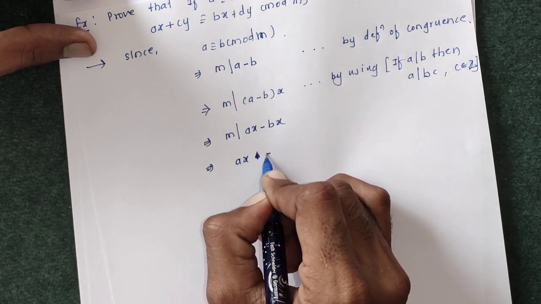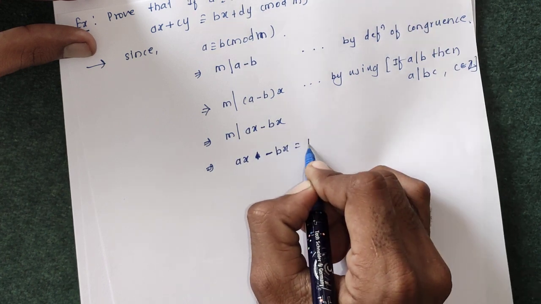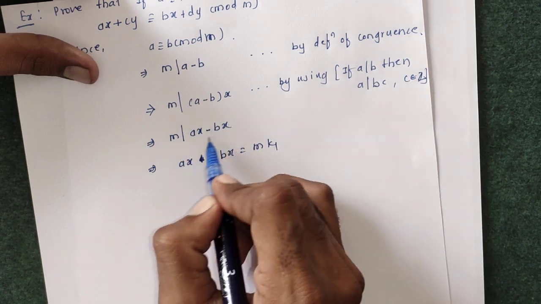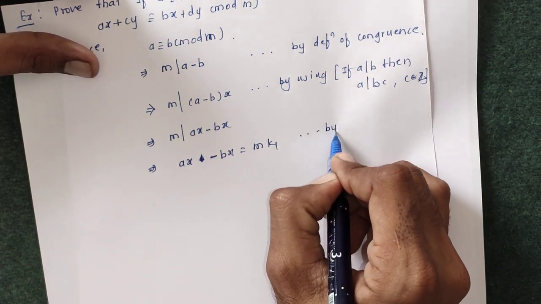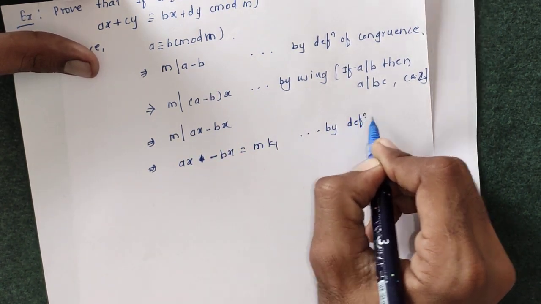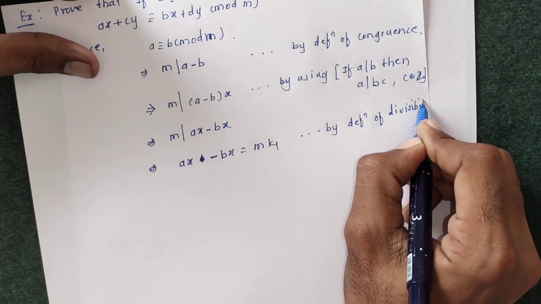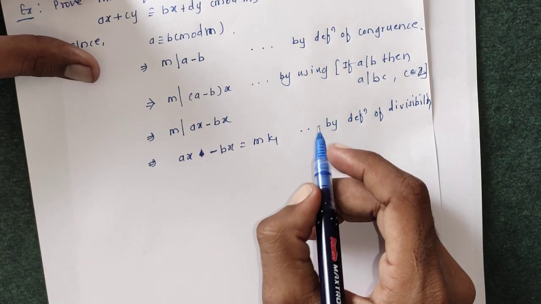This gives us ax minus bx is equal to m into some k1. This is by using definition of divisibility.